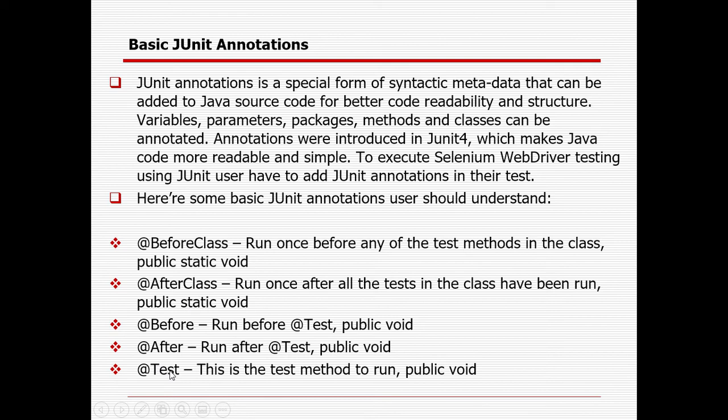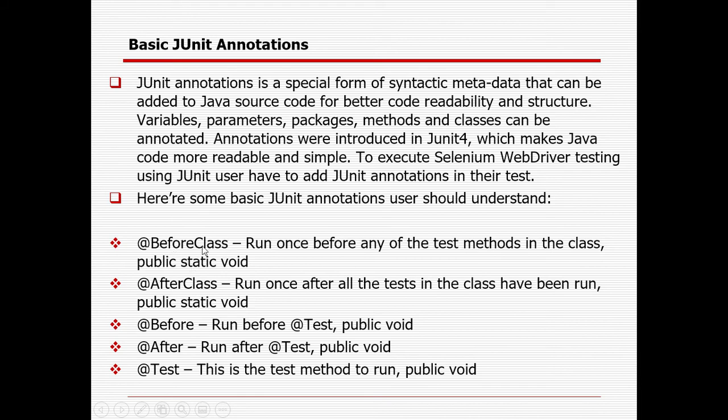Apart from these 5 annotations, there are a few more annotations available in JUnit 4, which are @Ignore for ignoring a test, @Test(timeout) for giving the total timeout, and @Test(expected = Exception.class) for handling any kind of exception. In case of an arithmetic exception or other exception, you can handle the expected exception with the help of expected equals exception name dot class. So today we will discuss these 5 annotations.